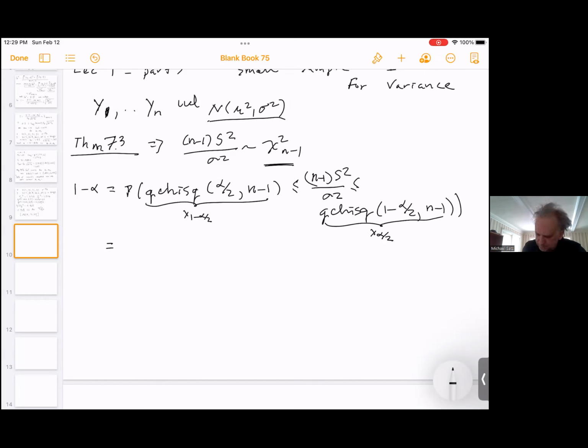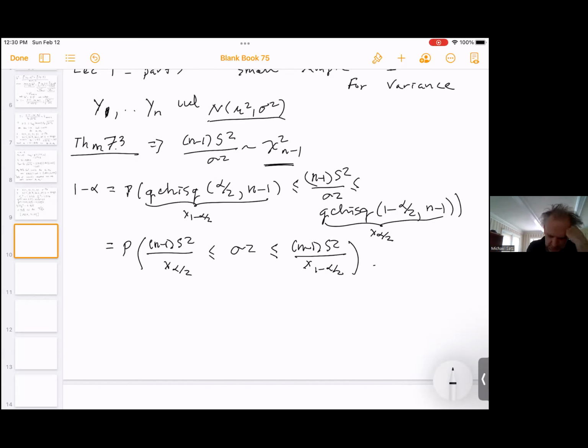We get, this is the probability that (n minus 1) s squared over x alpha over 2 is less than sigma squared, less than the other endpoint. And there's your confidence interval. It's not symmetric, so you don't have a center and radius, but there you have it.